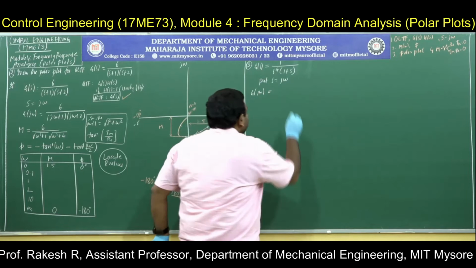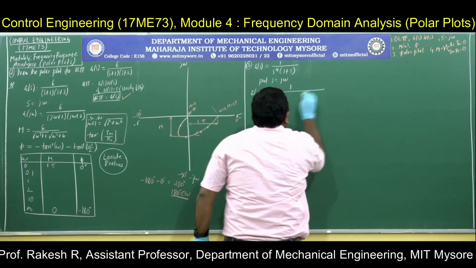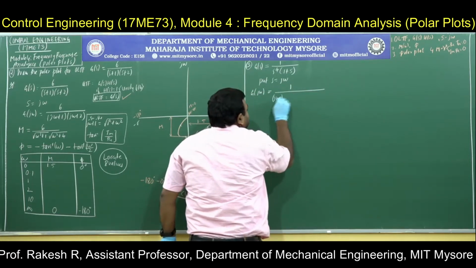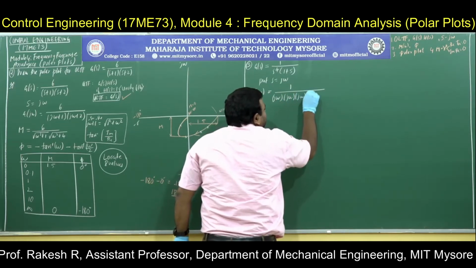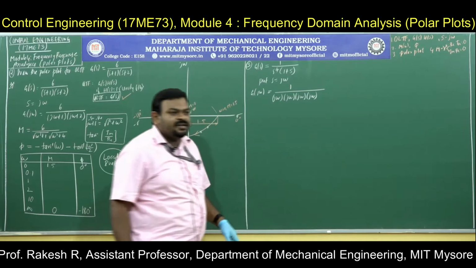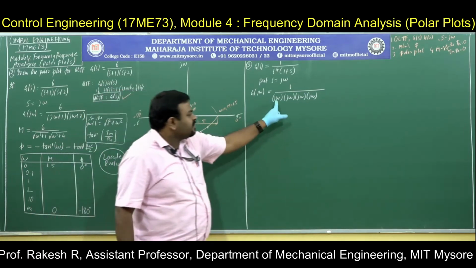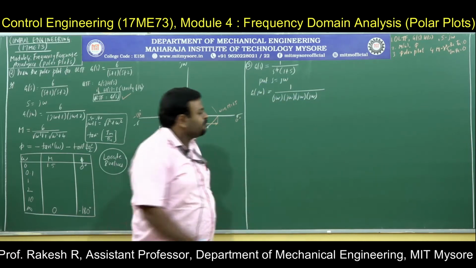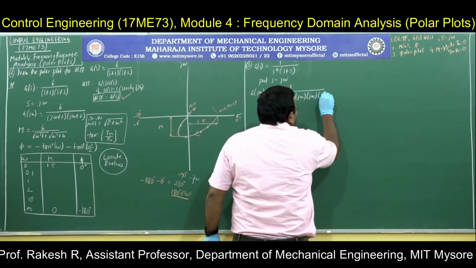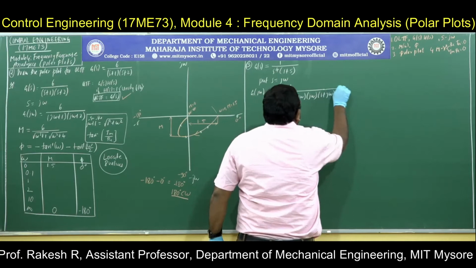So be careful. What I will do is I will split it into j omega into j omega into j omega into j omega. I have written s 4 times, s into s into s into s. Why? I will tell you. Into 1 plus j omega.